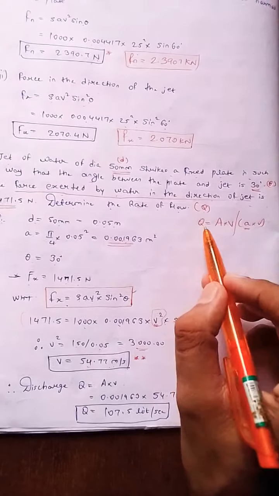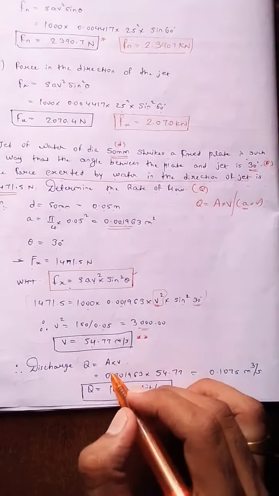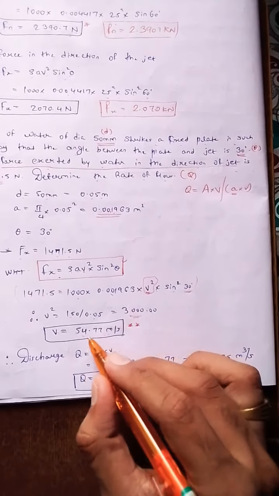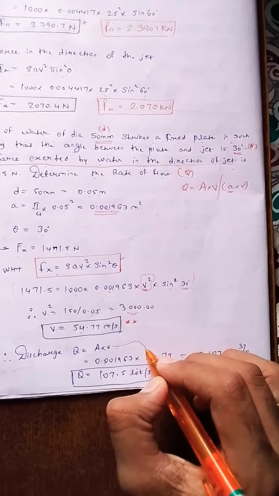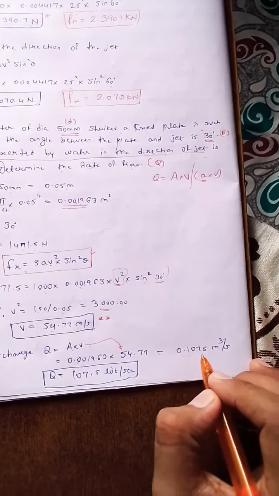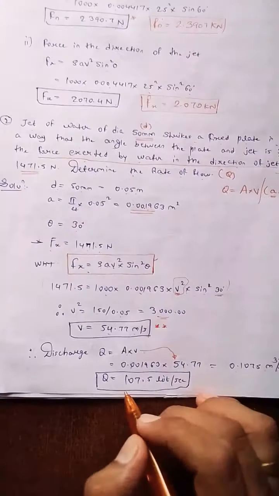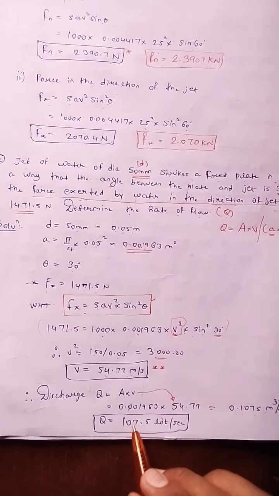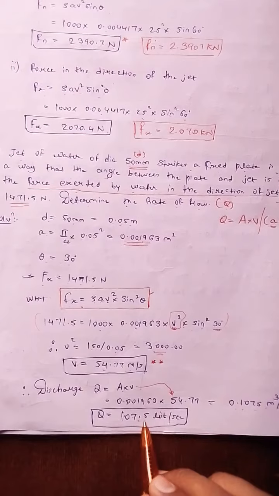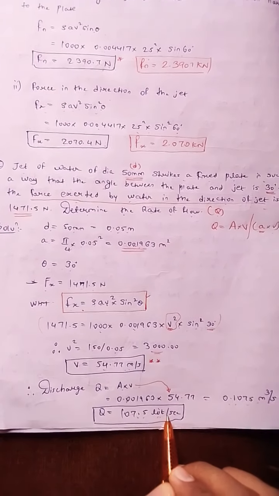And next, to find the discharge, Q is equal to area into velocity. So area will be this area, correct? And velocity will be 54.77. So we found the value as 0.1075 meter cube per second. To convert into liter per second, multiply by 10 raised to 3. So it will be 107.5 liter per second.